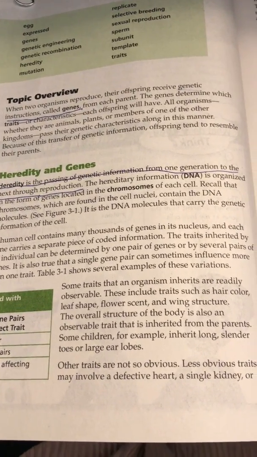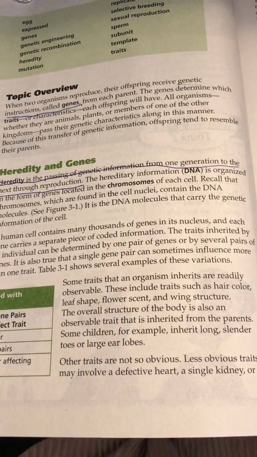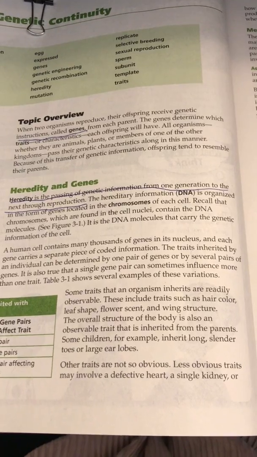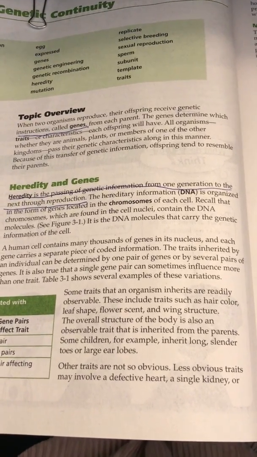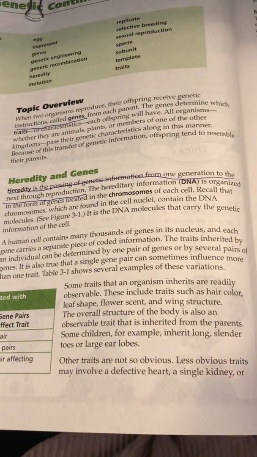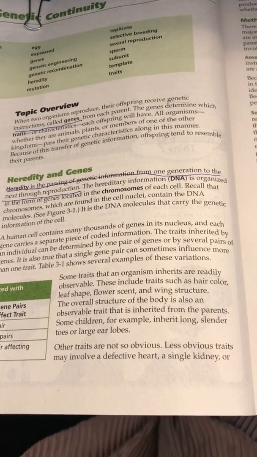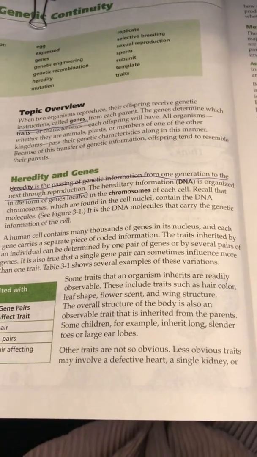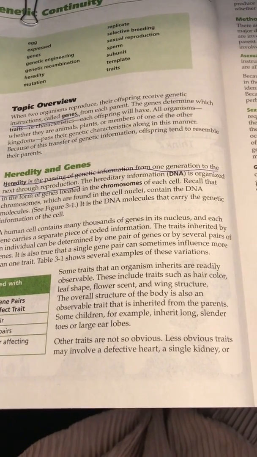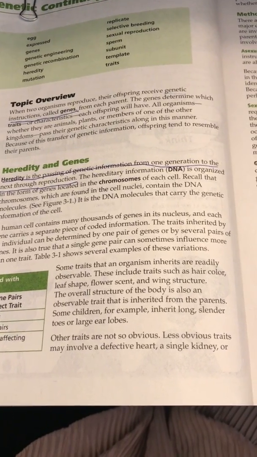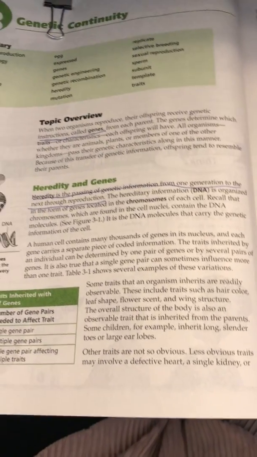Heredity and genes. Heredity is the passing of genetic information from one generation to the next through reproduction. The hereditary information, DNA, is organized in the form of genes located in the chromosomes of each cell. Recall that chromosomes, which are found in the cell nuclei, contain the DNA molecules. It is the DNA that carries the genetic information of the cell.